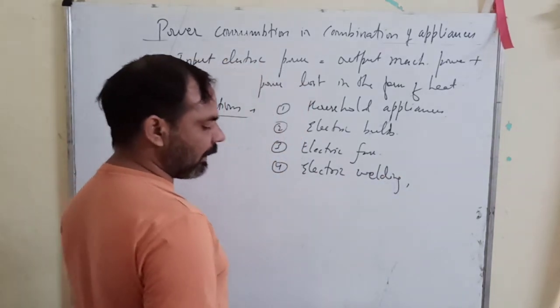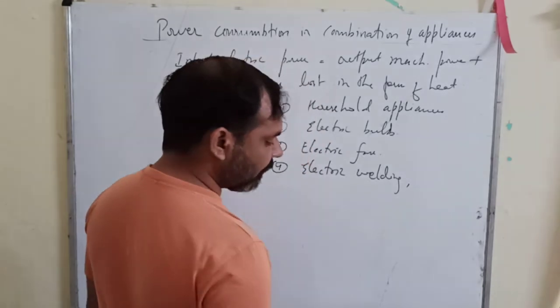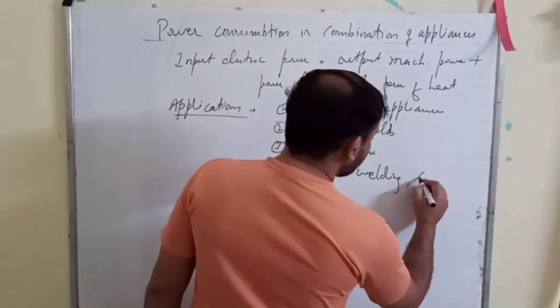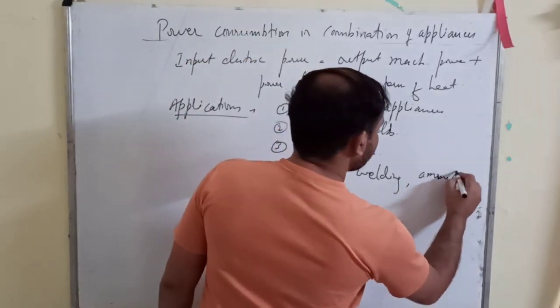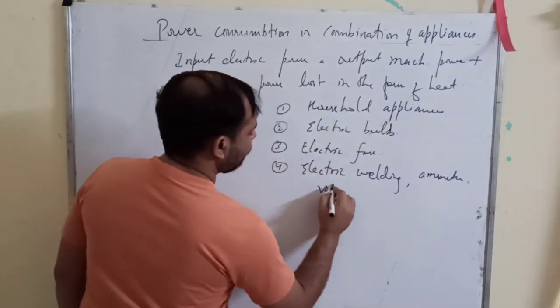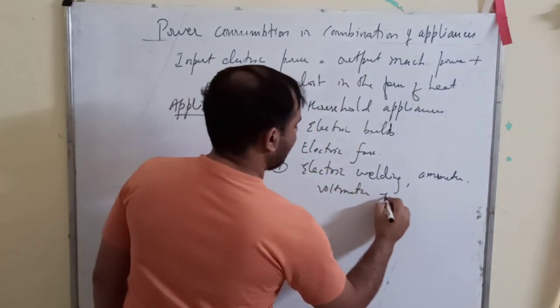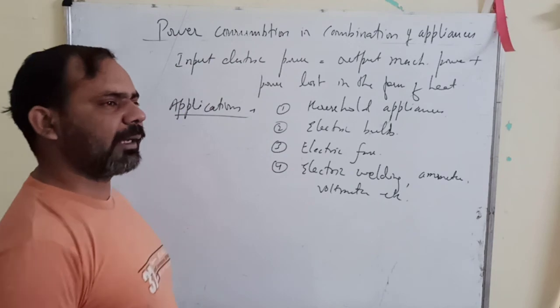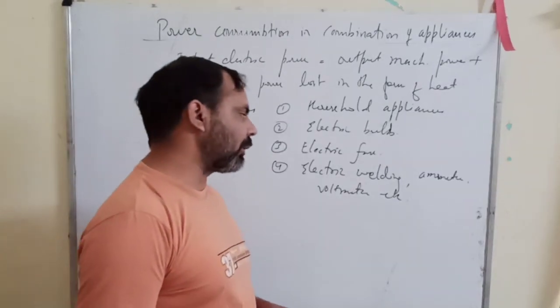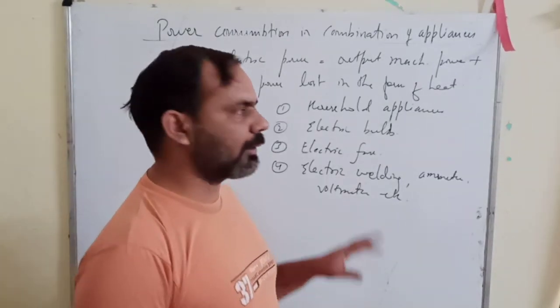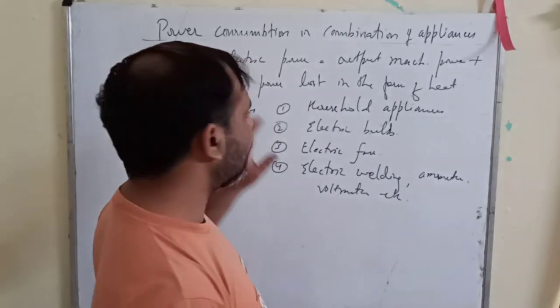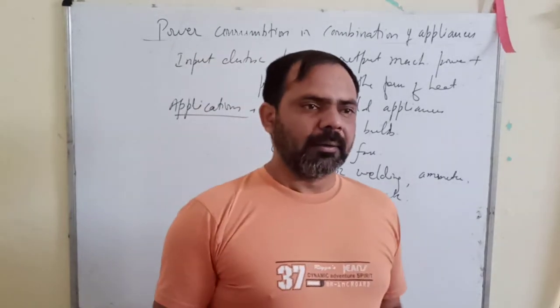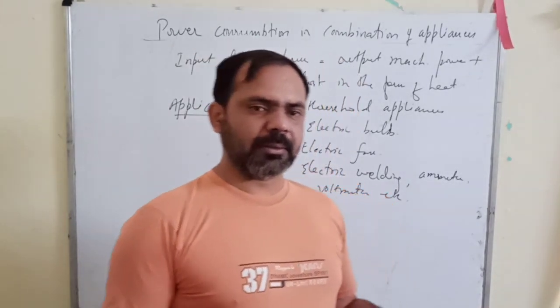Electric welding, and your ammeter and voltmeter, etc. So in making of many devices like ammeter, voltmeter, and electrical welding, these are different applications of heating effect of current. Of course, there are many more applications, you can write yourself.